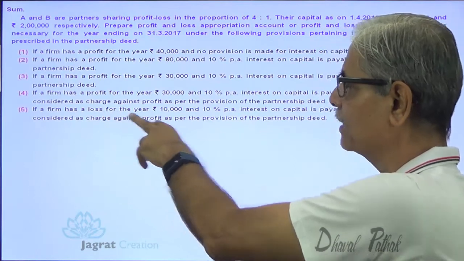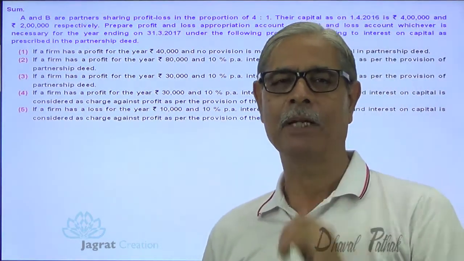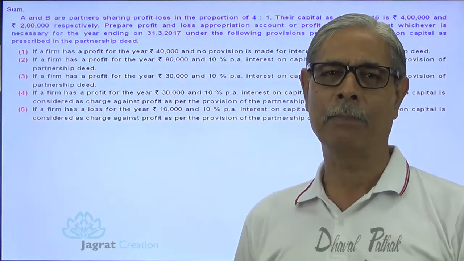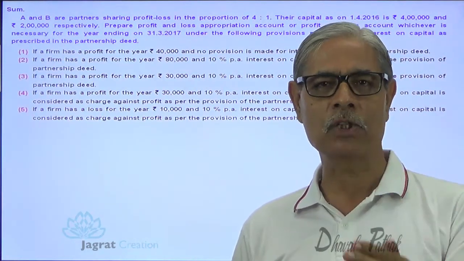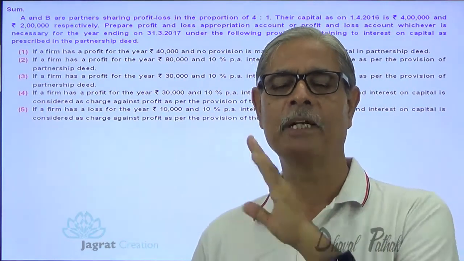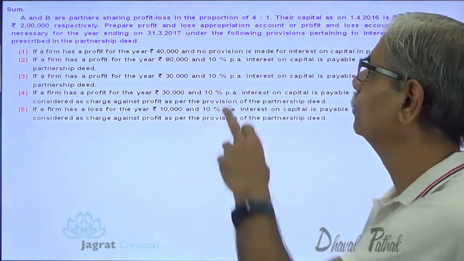In the fifth case, there is a loss of 10,000 and interest on capital is to be paid 60,000. Interest on capital is to be paid as a charge against profit. So 10,000 loss, interest on capital paid 60,000, so total loss will be 70,000. That loss will be distributed amongst partners in the ratio of 4:1.